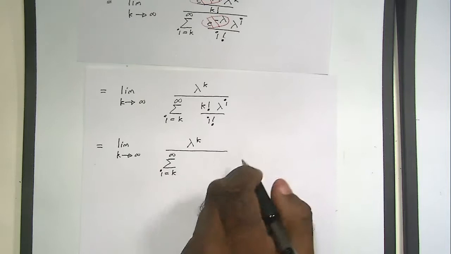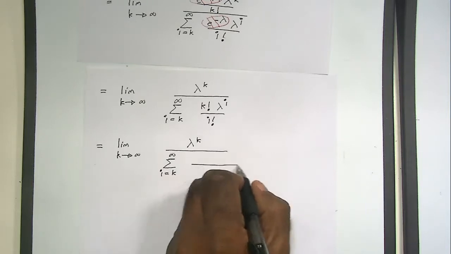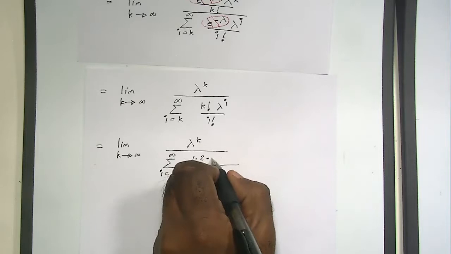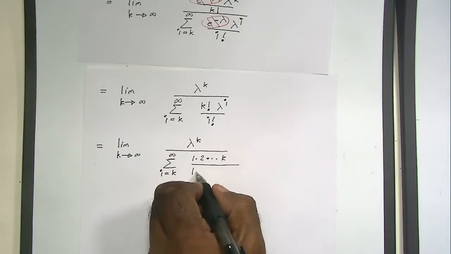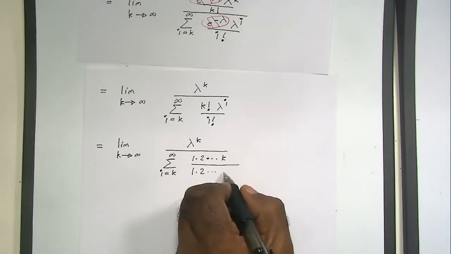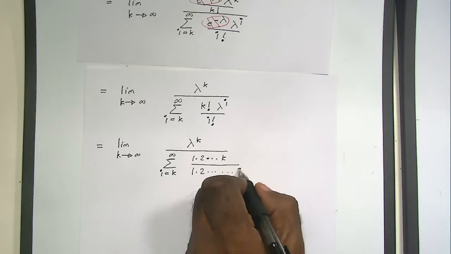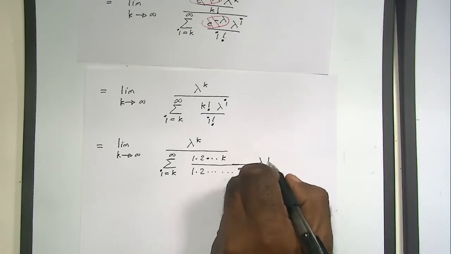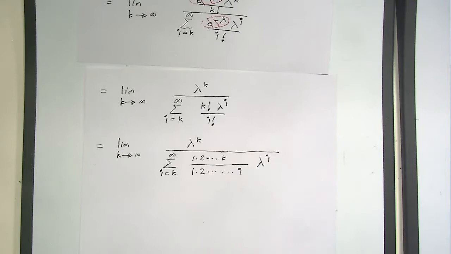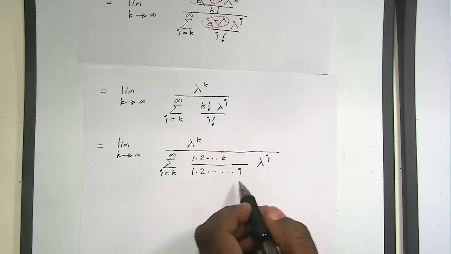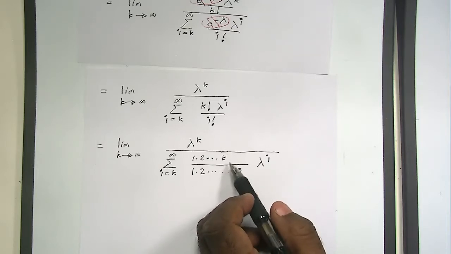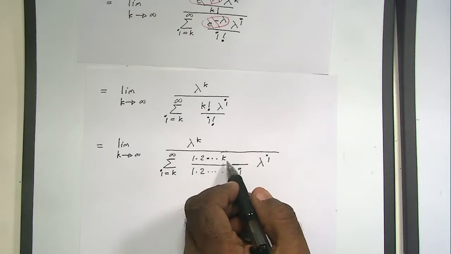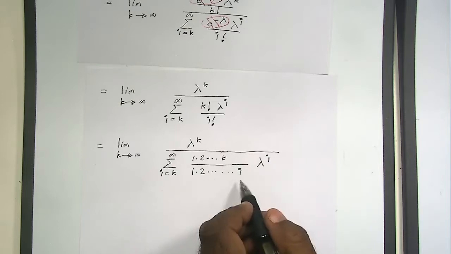Now k factorial is all the numbers from 1 to k, 1 times 2 times up to k, right? This is k factorial. Now i factorial is all the numbers up to i, okay, times lambda to the power i. This is what you have. Because i is greater than or equal to k, i is a number that is at least as big as k. So you have all the numbers from 1 to k multiplied together and all the numbers from 1 to i multiplied together, right? You see what I'm saying?